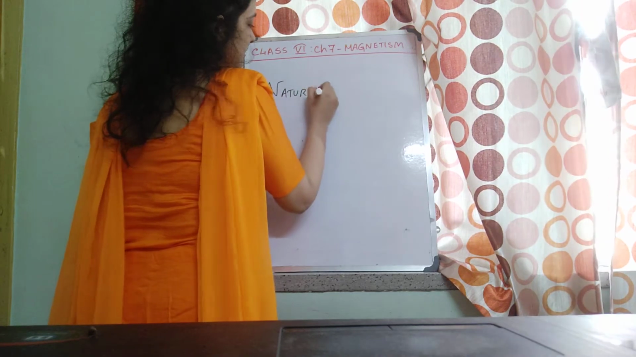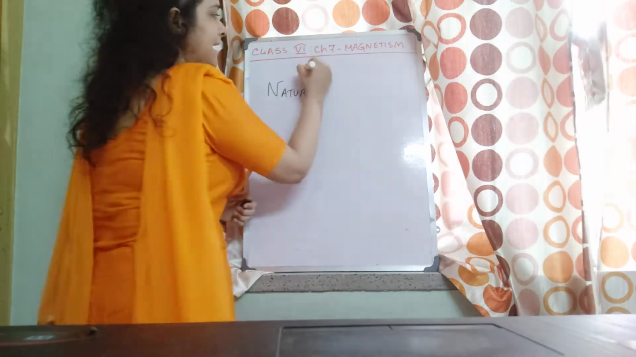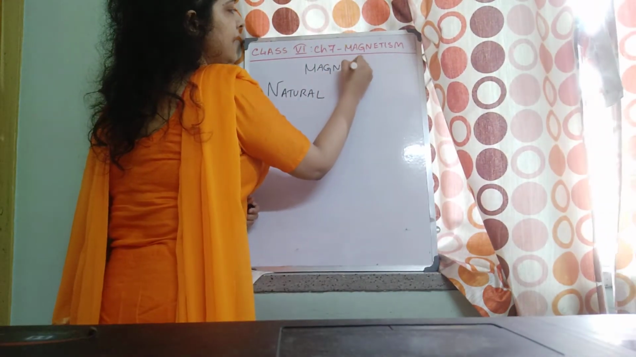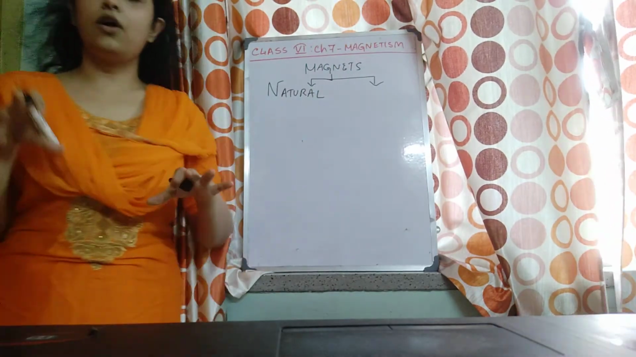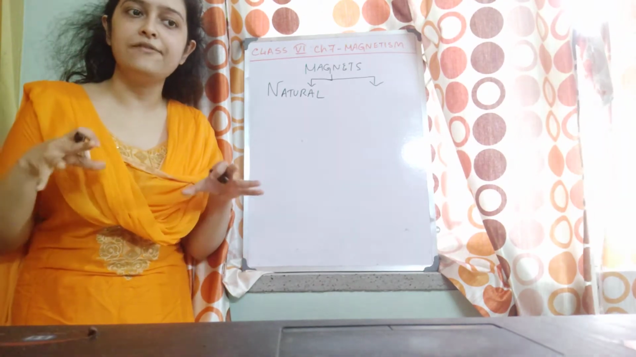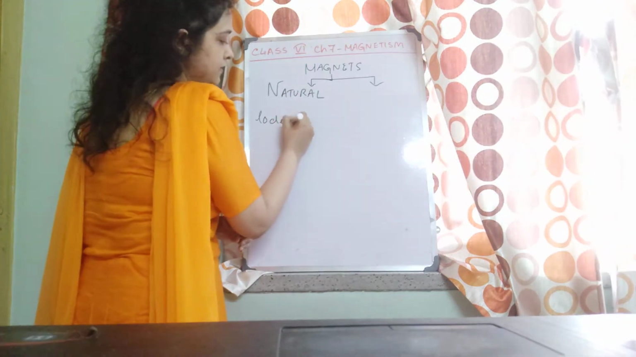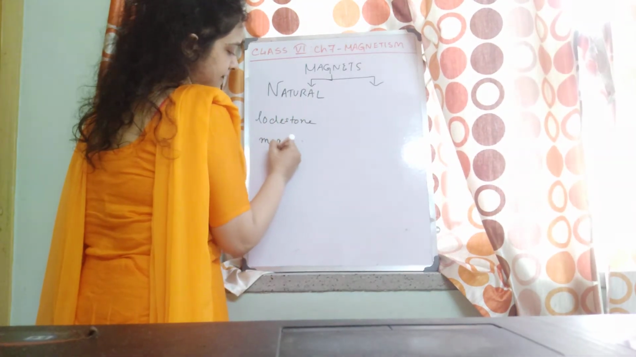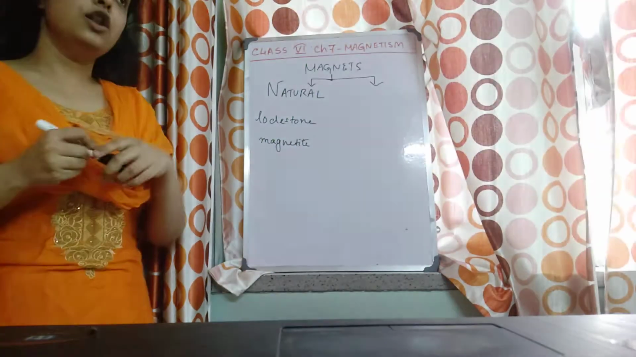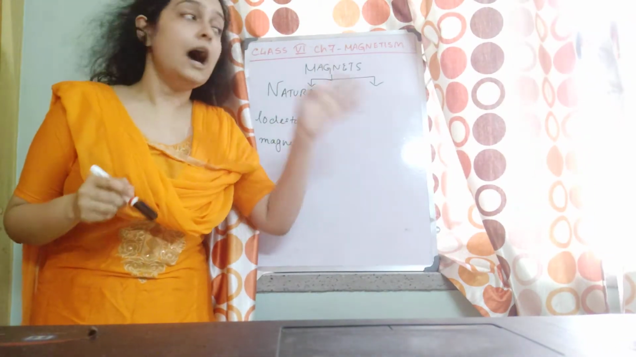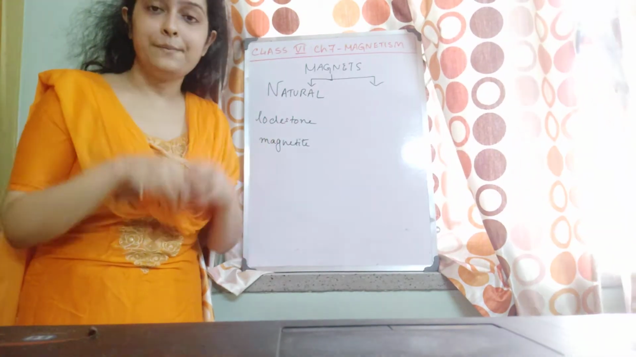Natural magnets. What are natural magnets? Those are the magnets which are naturally occurring, which are there on earth naturally. That means we have not created them. For example, lodestone, then magnetite, like this.